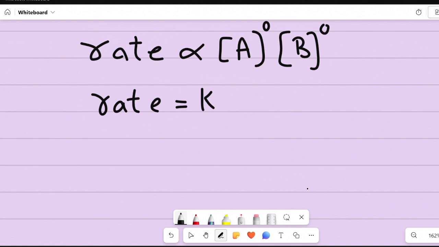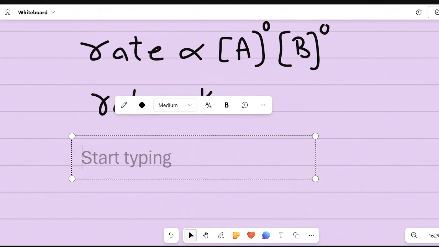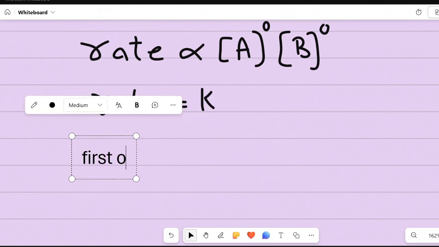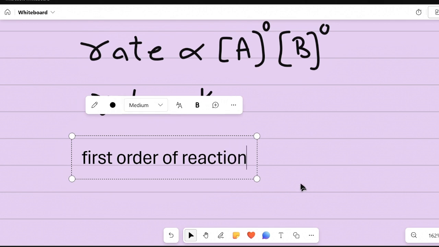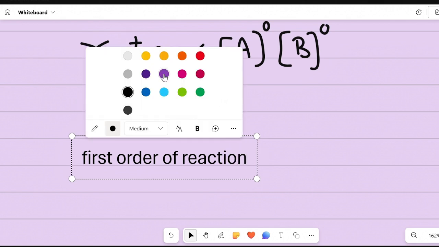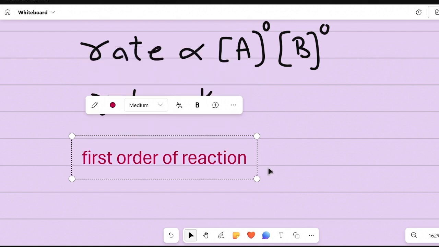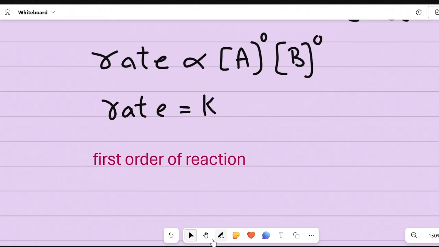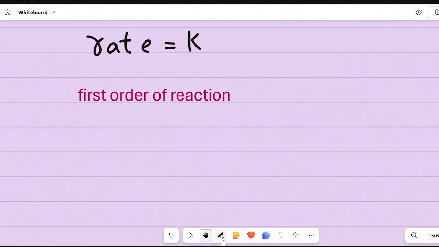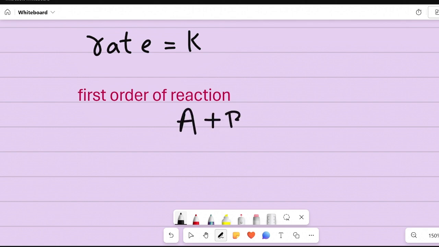Now, the second order. Sorry, not second order, first order. Let's talk about the first order of reaction. In a first order reaction, let's say we have a chemical equation A plus B. So we have A, we have B. They both are converting into C.